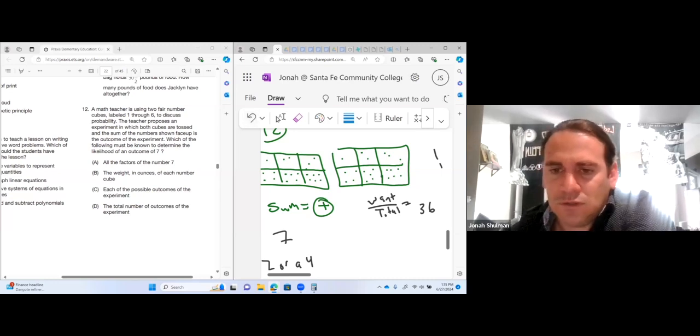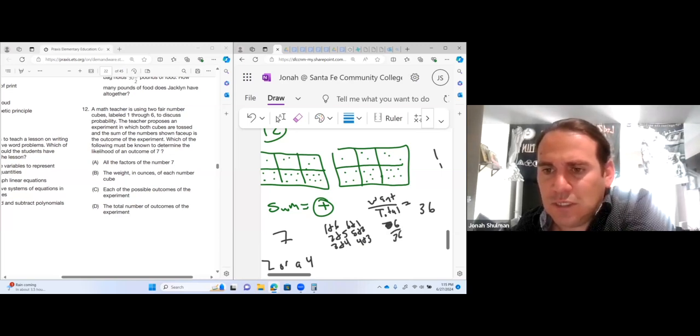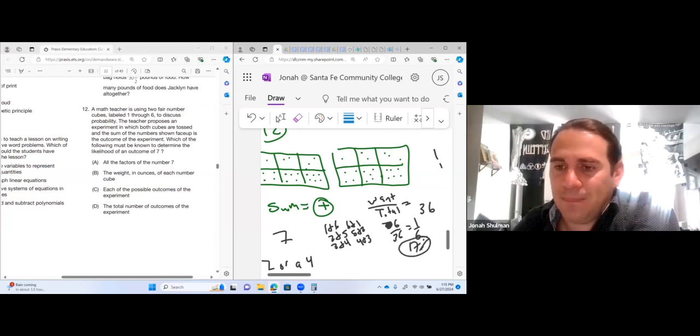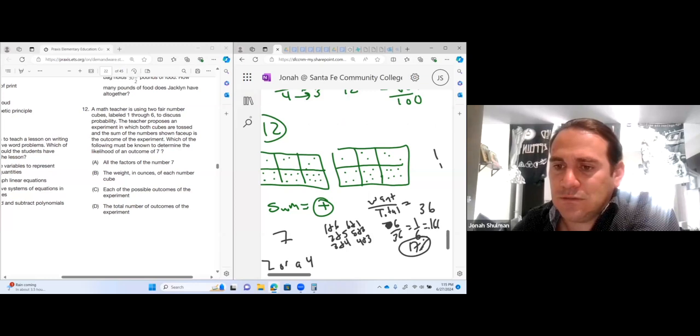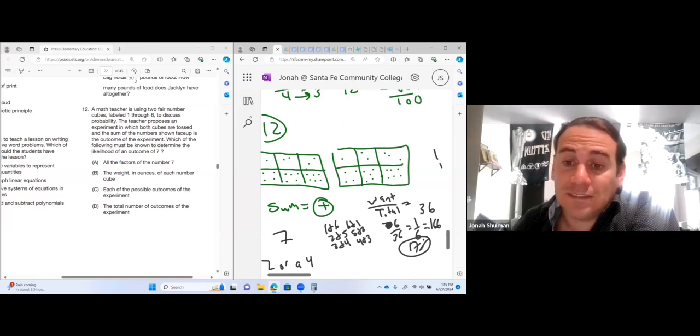All right, so we know it's 1 and 6, 2 and 5, 3 and 4, 6 and 1, 5 and 2, 4 and 3. So that's 7. Sorry, that's 6 out of 36. So the correct answer is 1/6, or about 17% if you were to divide, or 0.166. Cool. So that's the answer.